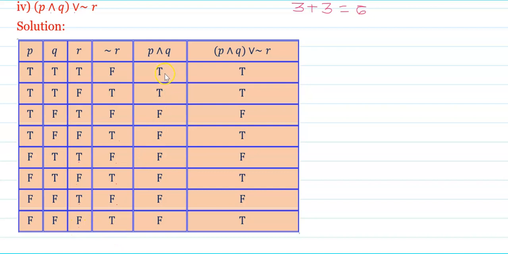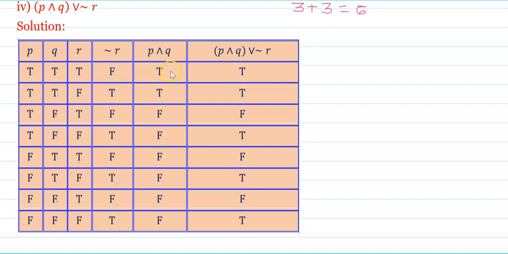Now we'll find out the and between P and Q. For and, if both of them are true, then it is true. T and T is T. T and T is again T. T and F is F. T and F is F. F and T is F. F and T is F. F and F is F. F and F is F. For and, we consider that if both of them are true, then it is true.